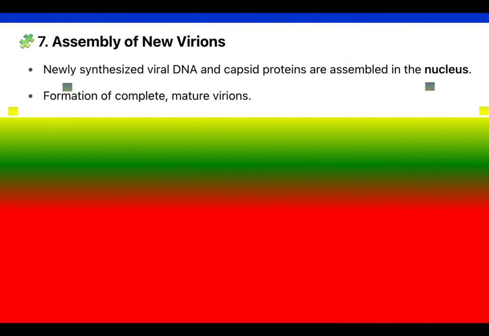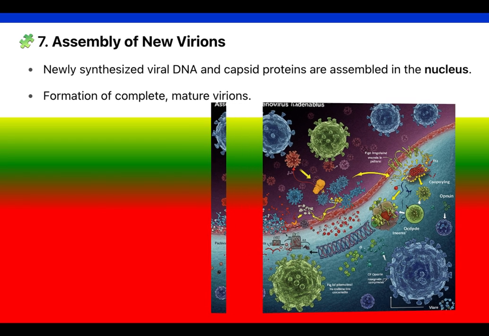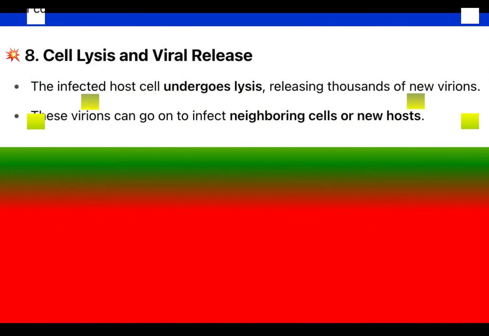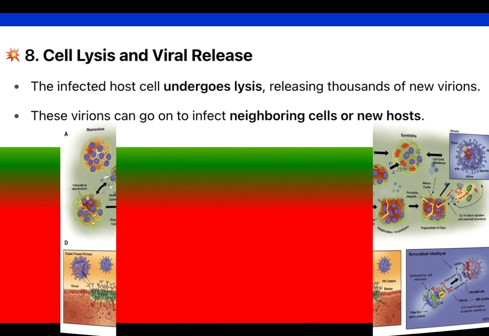7. Assembly of new virions. Newly synthesized viral DNA and capsid proteins are assembled in the nucleus. Formation of complete mature virions. 8. Cell lysis and viral release. The infected host cell undergoes lysis, releasing thousands of new virions. These virions can go on to infect neighboring cells or new hosts.